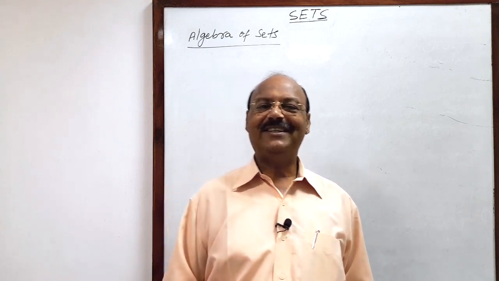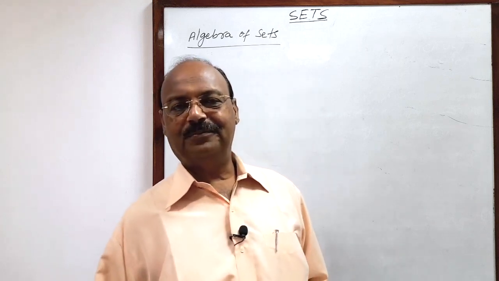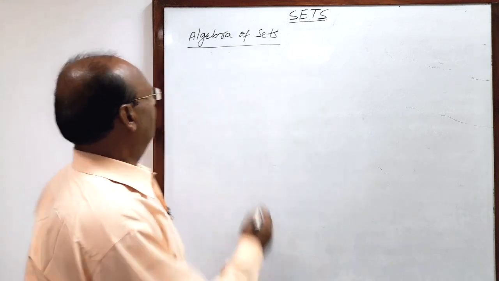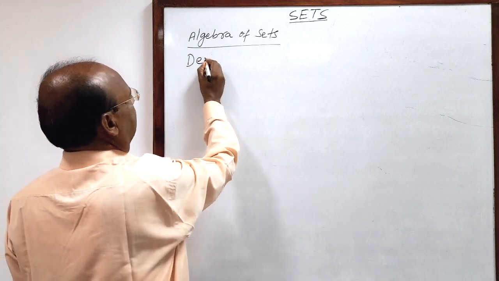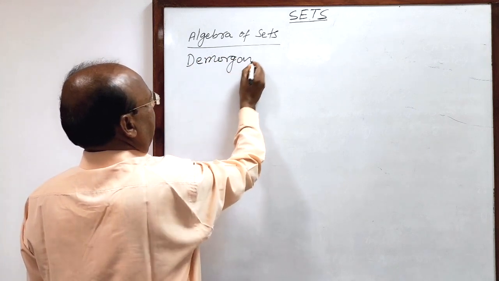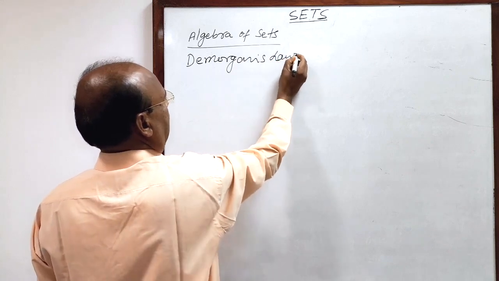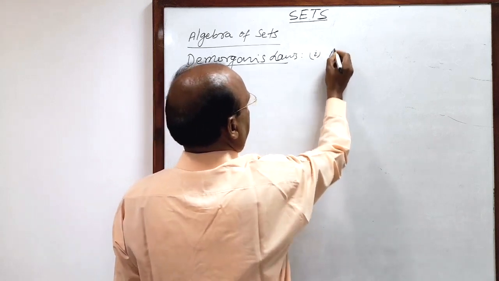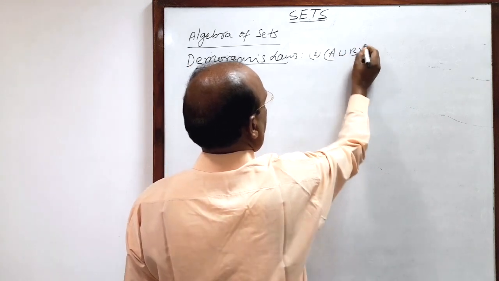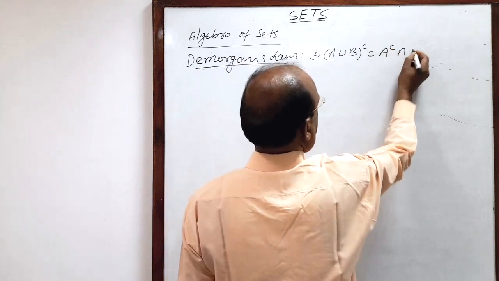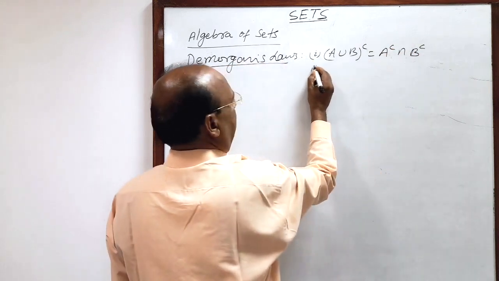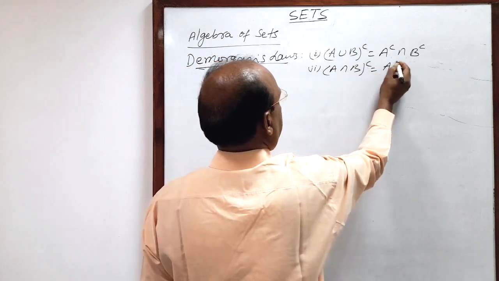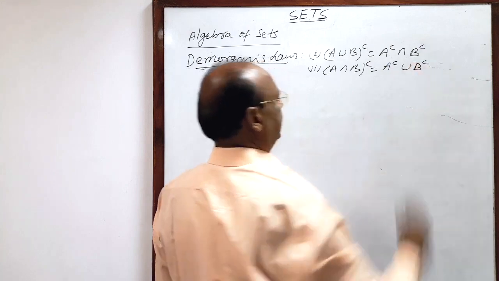Welcome students, let us see a very interesting law from algebra of sets. This law is known as De Morgan's laws. The first law is (A union B) whole complement is A complement intersection B complement. And the second law is (A intersection B) whole complement is A complement union B complement.